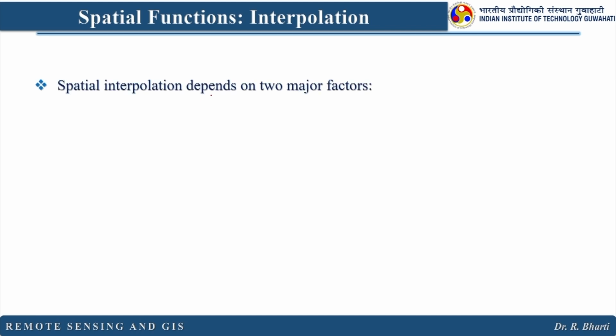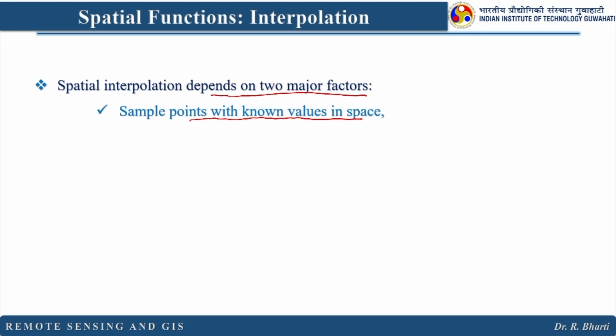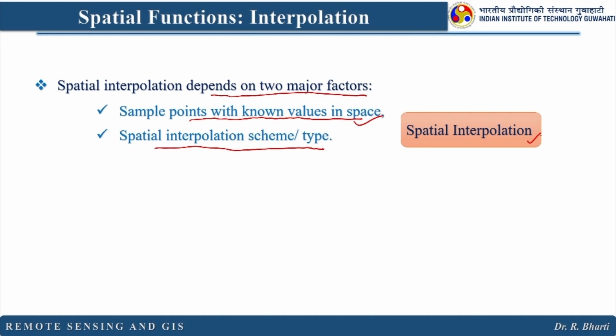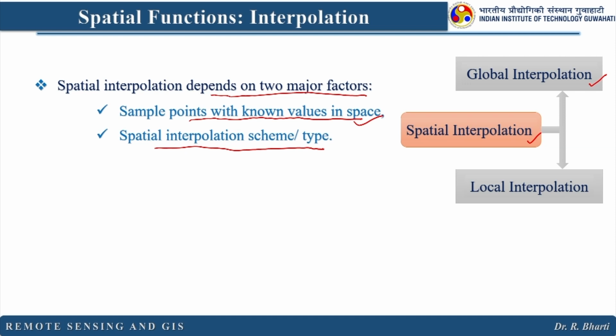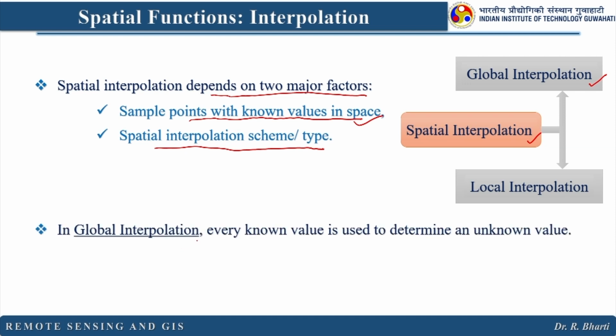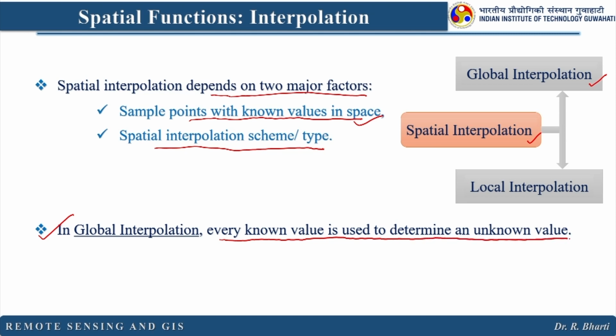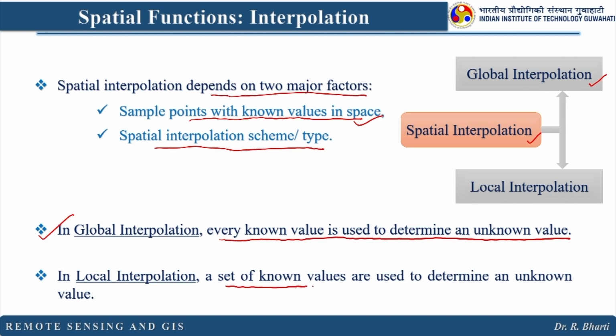Spatial interpolation depends on two major factors. The first one is that you need to have known points. Without that you cannot perform interpolation. So, sample points with known values in space. And the second is the spatial interpolation scheme or type, meaning what scheme or type you are going to follow while performing the interpolation. Spatial interpolation can be done by global interpolation or local interpolation. In global interpolation, every known value is used to determine an unknown value, whereas in local interpolation, a set of known values is used to determine an unknown value. So this is the basic difference between global and local interpolation.